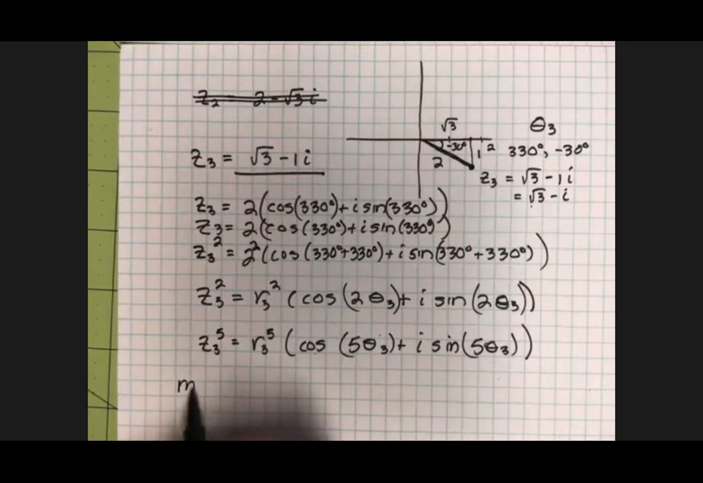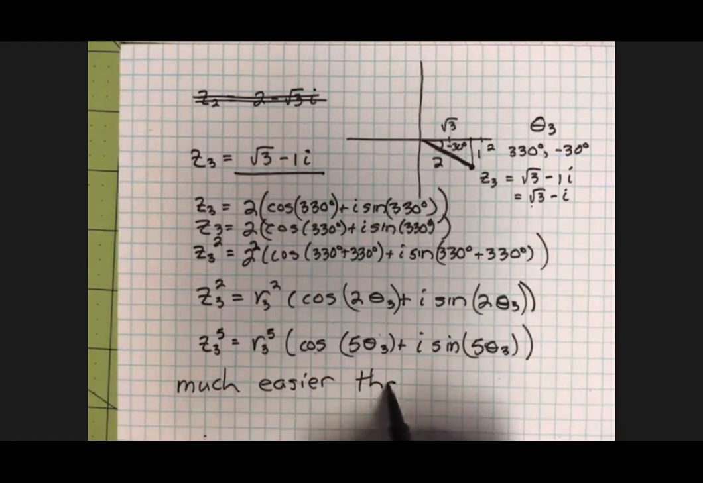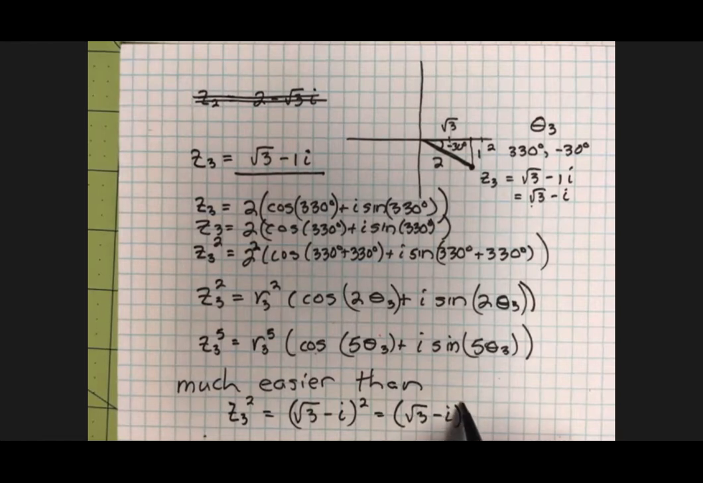Now, automatically, you see this is much easier. I haven't done the calculations yet, but imagine what would happen if you had to do z³ squared by foiling. You multiply this by itself. That takes a little work. But what if you had to raise z³ to the 5th power by foiling? Then you'd have to multiply this by itself 5 times. I'm almost reluctant to write that.